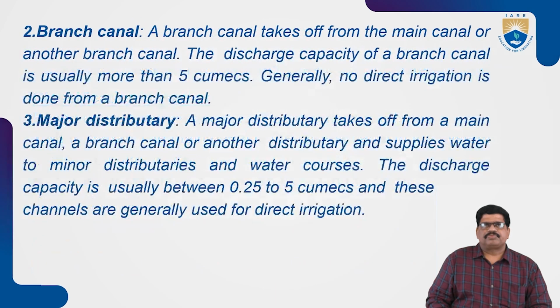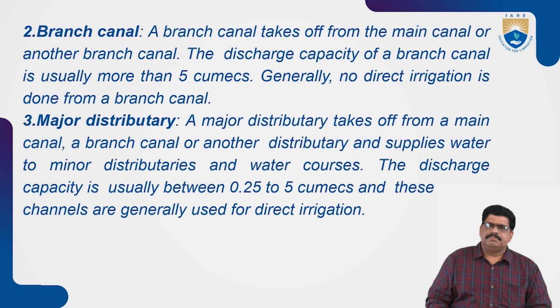What is meant by a branch canal? A branch canal is a canal taking off from the main canal, and the discharge capacity of a branch canal is usually taken as 5 cumecs. No direct irrigation is done from the branch canal either. There is a main canal, and the branch canal is taken from the main canal, so the bifurcation is done one to one.